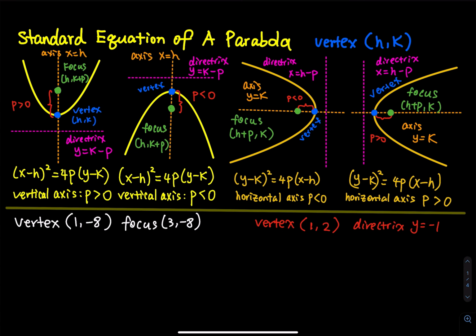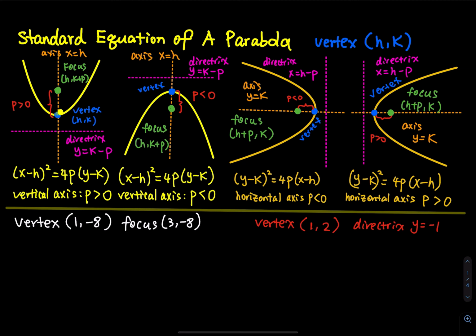A parabola can be presented in 4 different ways: facing up, facing down, facing left, and facing right. So let's go over each of these. Basically, for facing up and down, the standard equations are the same, except the p is different. So the first one is facing up. We have a focus right over here, and then the directrix right over here, and then the vertex is represented by h comma k.